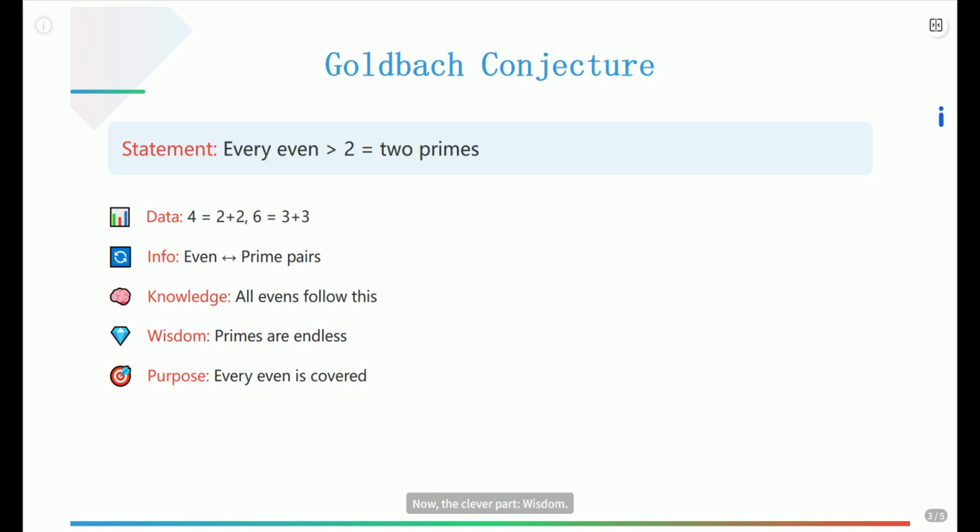Now, the clever part, wisdom. Why should this hold? Because primes don't suddenly stop appearing. There are infinitely many primes, giving us building blocks for any size even number. Finally, purpose. We've built a structure that covers all evens, no exceptions. See? A semantic path, not just symbol shuffling.